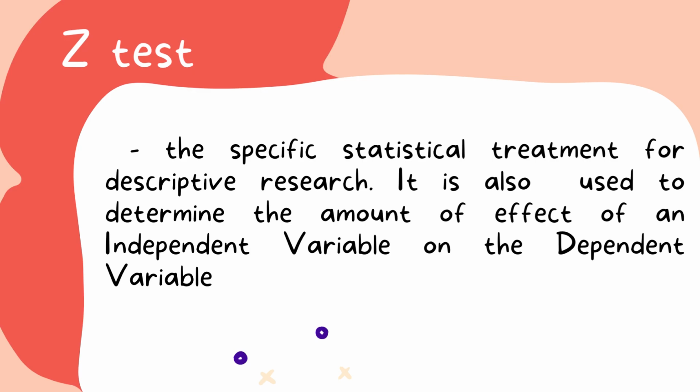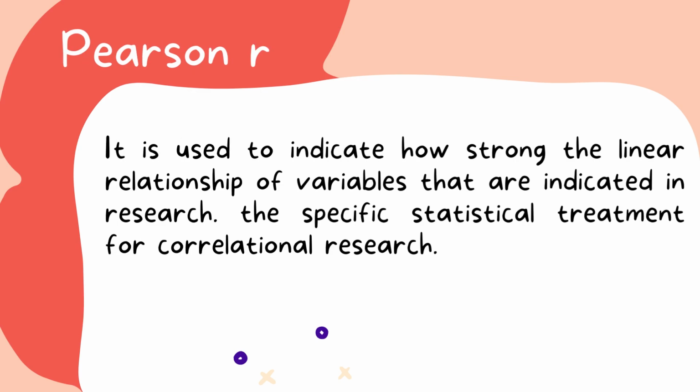Okay, so if you are doing descriptive research, you have to do z-test specifically when we are testing our hypothesis. It is also used to determine the amount of effect of an independent variable on the dependent variable. Meanwhile, for the Pearson R, it is used to indicate how strong the linear relationship of variables that are indicated in research. It is also the specific statistical treatment for correlational research.